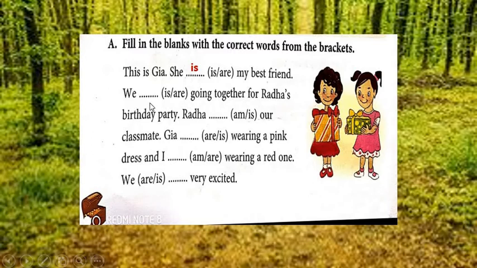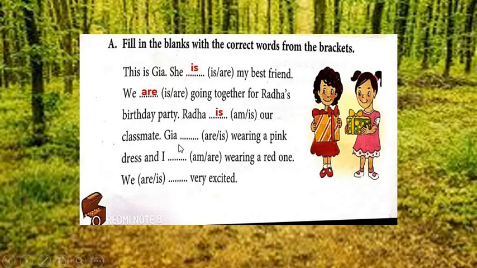We, then is or are, going together for Radha's birthday party. We are going together for Radha's birthday party. Radha, now see am or is, our classmate. Radha is our classmate.